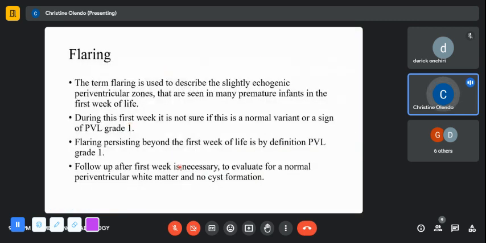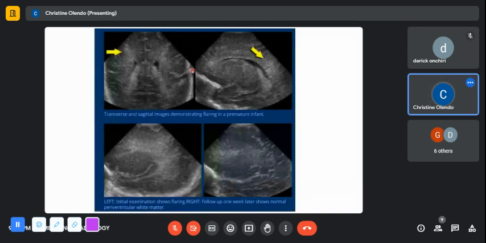I think Doc had already mentioned this. Flaring is when the white matter appears echogenic, that is in less than 7 days. So you will need a follow-up ultrasound to confirm if the echogenicity has persisted or you have cyst formation. Then that's when you will start grading your leukomalacia. So here again is just to show the difference.